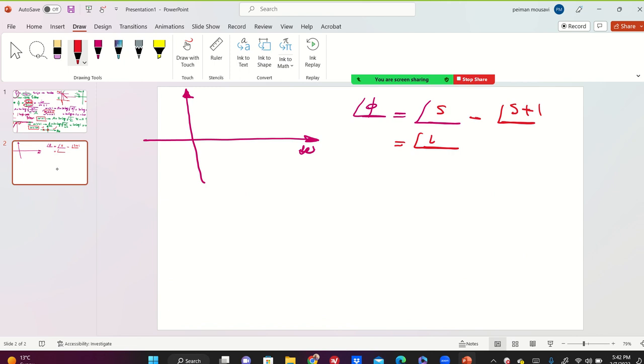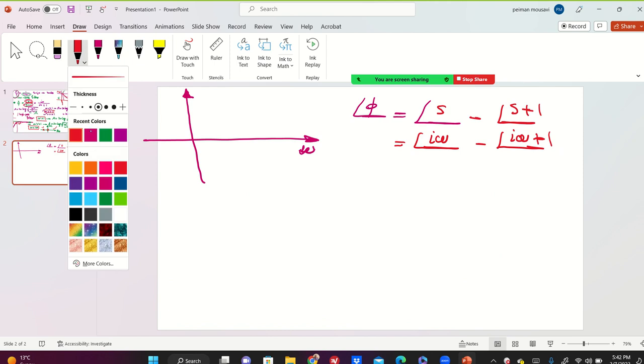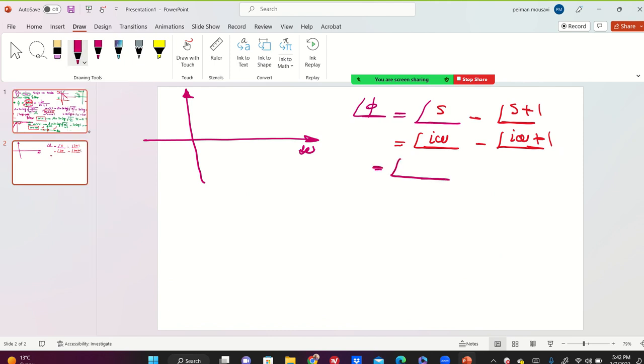Obviously, we are replacing with i omega or j omega. They are the same. This i omega can be written as this. Real part is 0. That's right. So, if I show it here, guys, look at here. Real, imaginary. This number, if I show it here, is going to be real part is 0, imaginary part is omega.